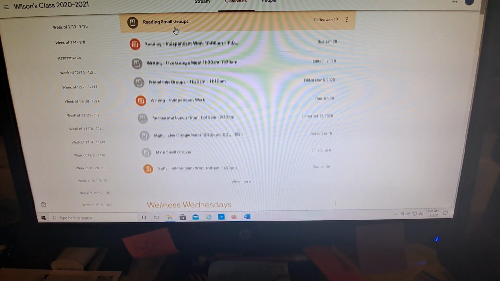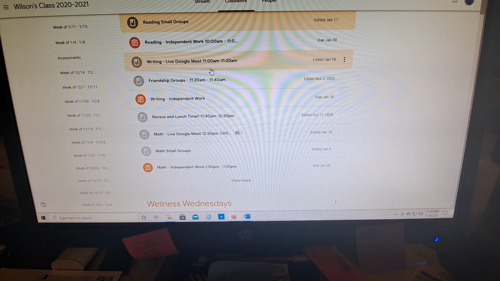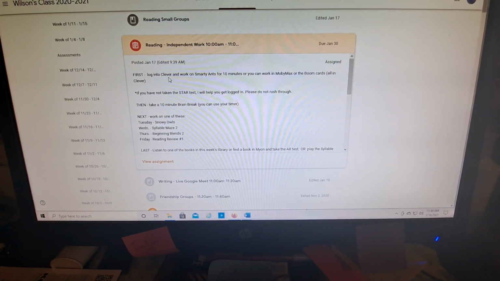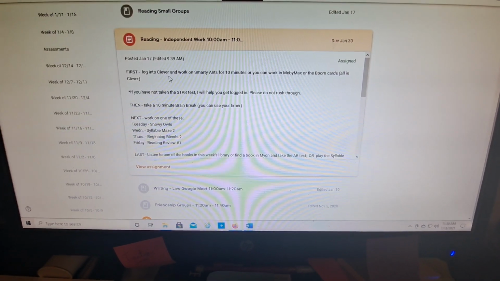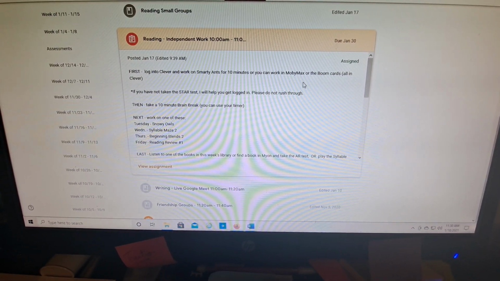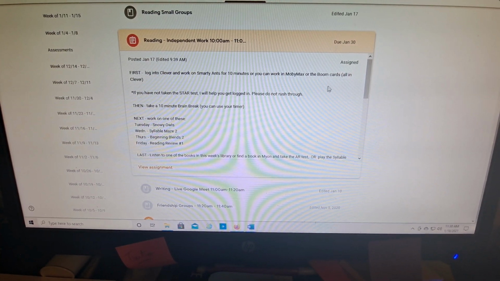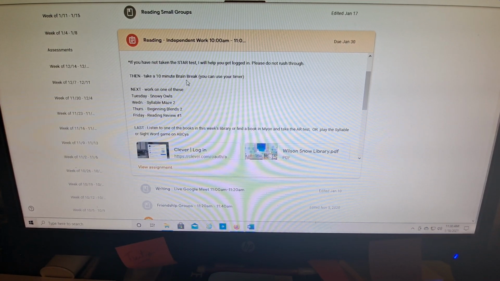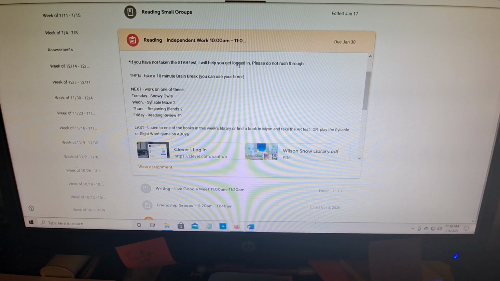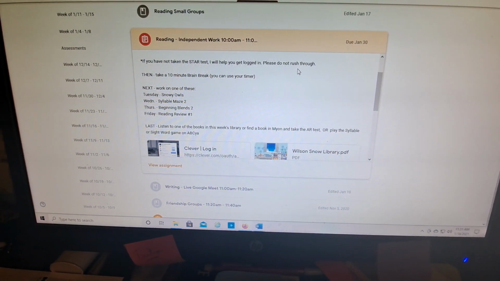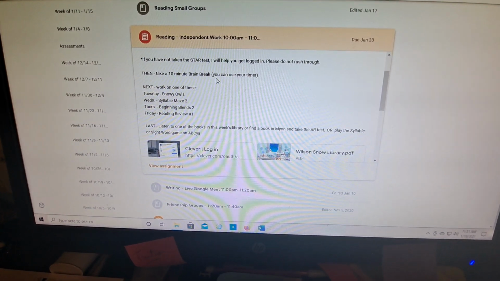You are welcome to work on those with the kids if you like, or they are welcome to go in there. So here's our reading independent work for the week. To make it a little easier, I have given the days of the week that we're going to be going over things for you. Always during their independent time, I say to log into Clever. They can work on SmartyAnts for 10 minutes. They can work on MobyMax, because we do have friends that have finished SmartyAnts. The boom cards are in there as well. If your student hasn't taken the STAR test yet, I will help them get logged on, and I have a reminder for them not to rush through it. Then they can use their timers to take a 10-minute brain break.